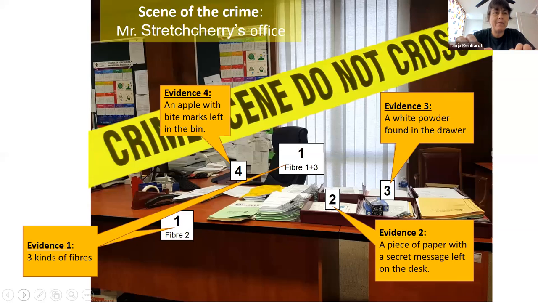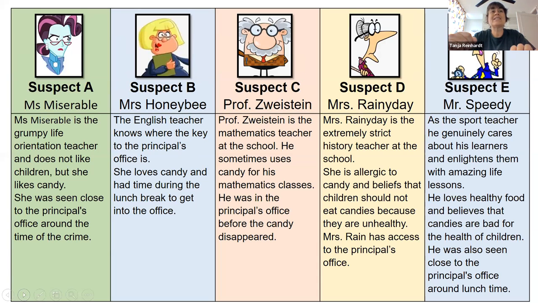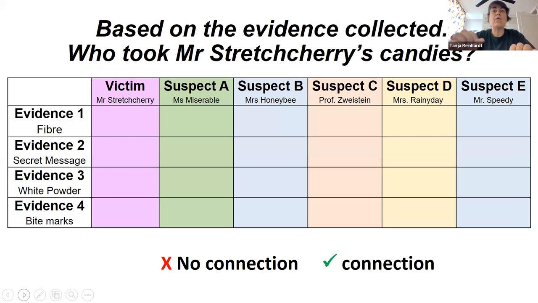So remember, this was the crime scene. Did you all see the crime scene? Okay, so this is the crime scene, with evidence 1, 2, 3, and 4. These ones are our suspects. So Ms. Miserable, Mrs. Honeybee, Professor Zweistein, Mrs. Rainy Day, and Mr. Speedy. And you've heard what I said about the motives, or their little history. And then we have our table.